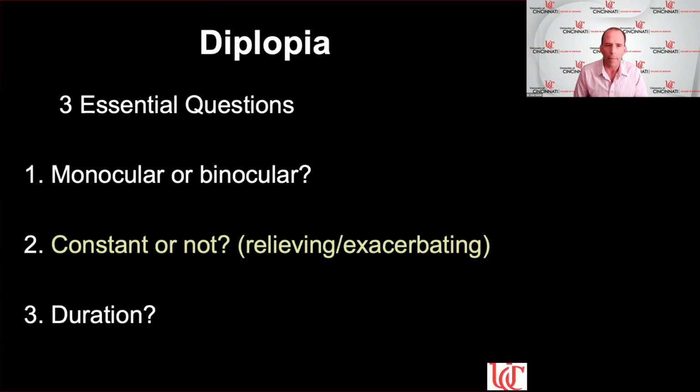It may not be, but it may be. And you always want to know, is it constant or is it not? Is the double vision present morning, noon, and night, or does it come and go? If it does come and go, if it is intermittent, then you want to know about relieving and exacerbating factors. Is there anything that makes it happen? Is there anything that makes it go away? So you want to know about those factors, and we'll try to talk about some of those things.